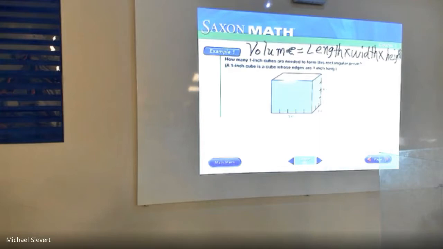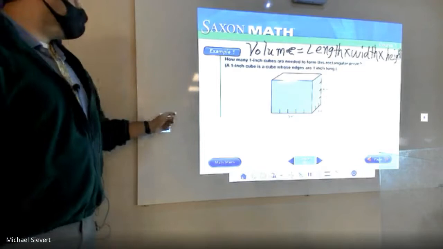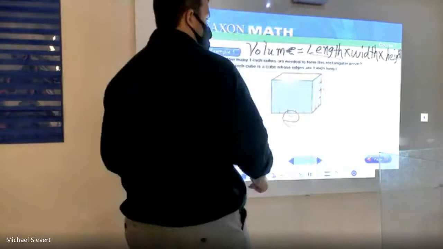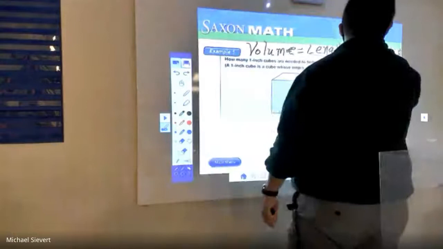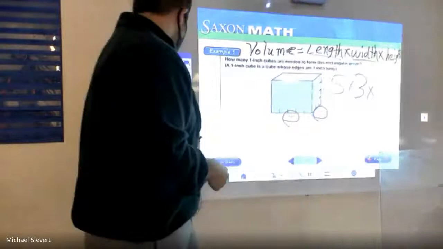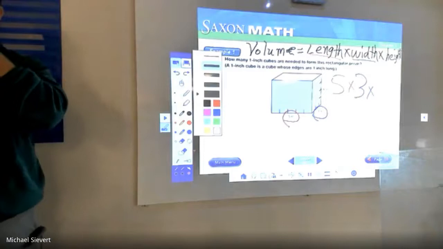So, Lemon, what is the length? Wouldn't the length be the 5? Right. I'm going to use red. Here's the length. So we got 5 times. What's the width, Destiny? Yes, it would be 3. So blue is for the width. Circle the width. 3 times. And I'll use purple for the next one. What is the height then? The only number that's left, Kingston? Right. Height is 4.